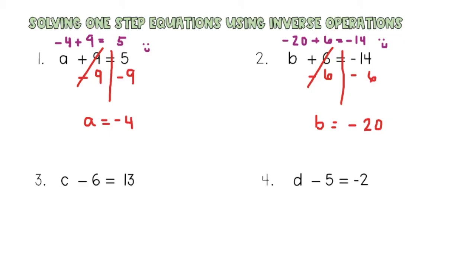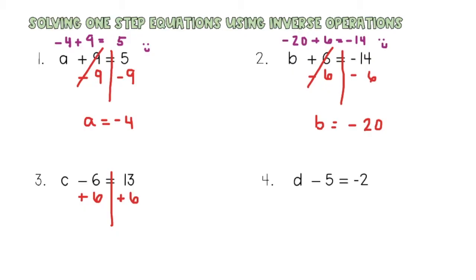Number 3, C minus 6 equals 13. I'm going to use my inverse operations, so the opposite of subtraction is addition. I'm going to add 6 on both sides. And the way that you can tell that 6 is the number that's being moved is because we want to get C by itself. So we want to move any number that is next to our variable.